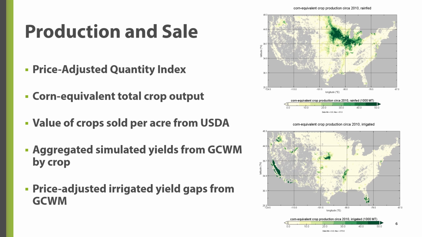Aggregated crop output for each grid cell is recorded as the corn equivalent total crop output. We take the value of crops sold per acre by county from USDA, and then use simulated yields from the Global Crop Water Model, or GCWM, to generate the gridded yield for the grid cells in each county. The GCWM data is aggregated over all crops using USDA and FAO prices to calculate the corn equivalent crop output for each grid cell.